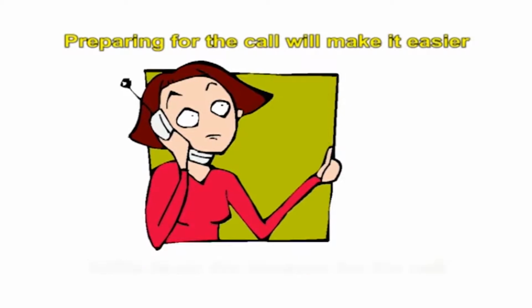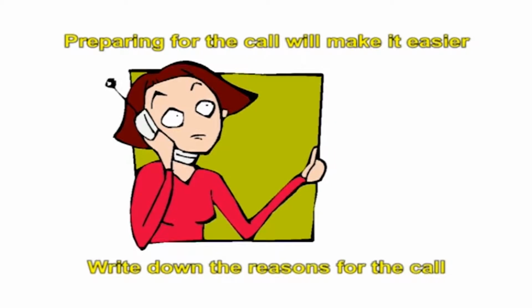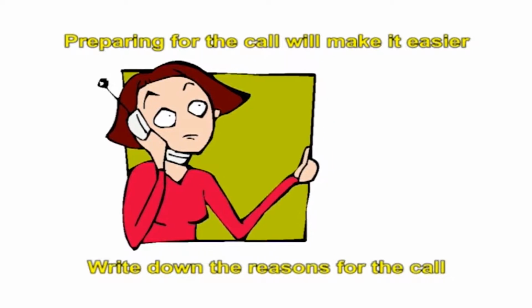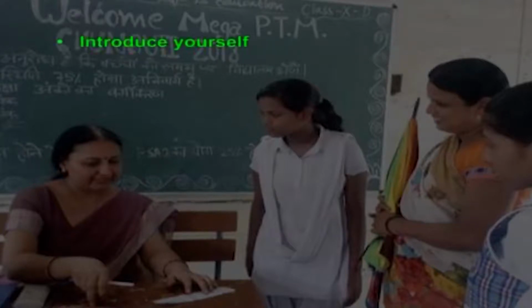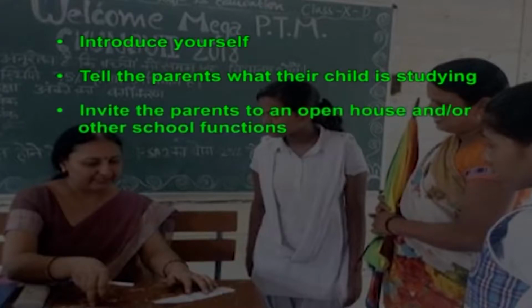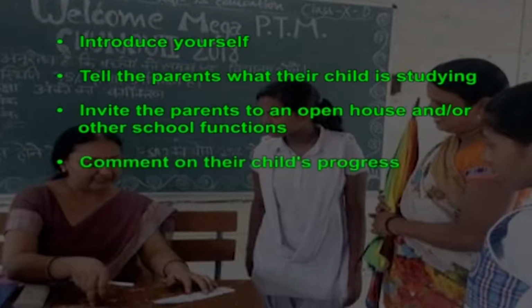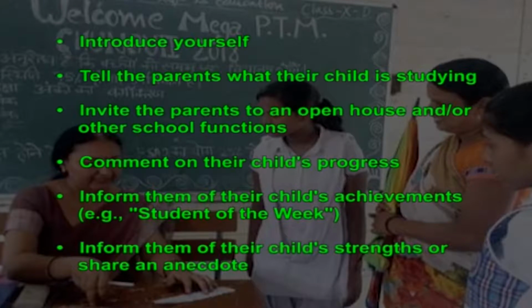Before making a call, write down the reasons for the call. One reason can be simply to introduce yourself to the parent or guardian. Here are several guidelines you can use as you prepare. Introduce yourself. Tell the parents what their child is studying. Invite the parents to an open house and or other school functions. Comment on the child's progress. Inform them of the child's achievement. For example, your child is the student of the week. Inform them of their child's strengths or share an anecdote.